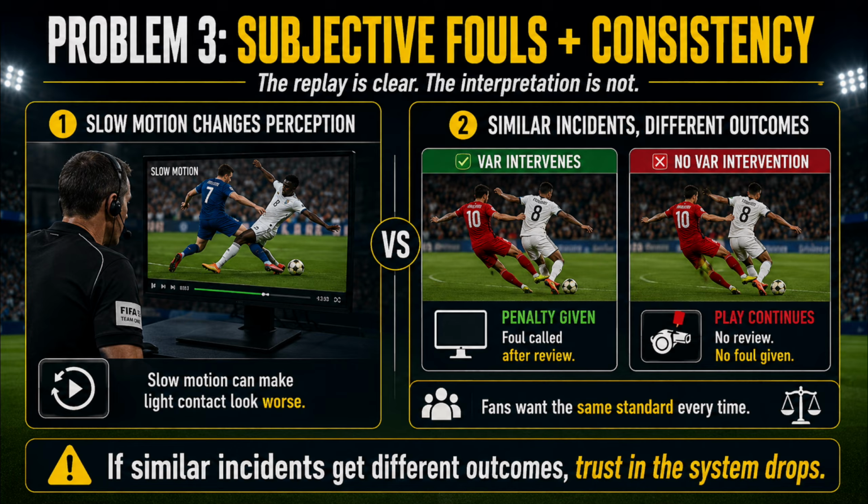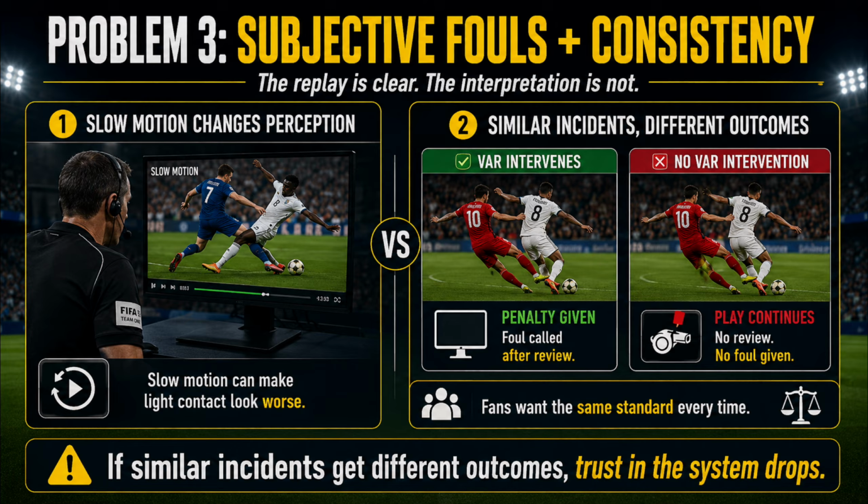Number 2, penalty or no penalty. Was there a foul inside the box? Was the offense actually outside the box? Was the penalty wrongly given or wrongly missed? Number 3, red card incidents. This includes serious foul play, violent conduct, or denying an obvious goal-scoring opportunity. Number 4, mistaken identity. This happens when the referee gives a card to the wrong player.